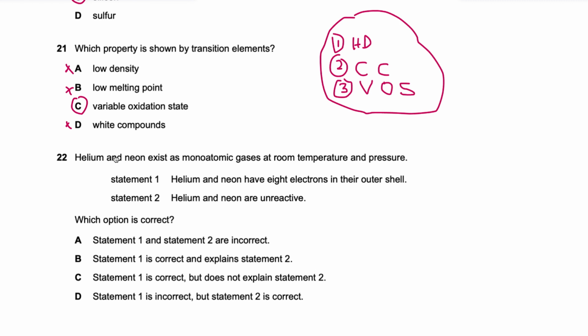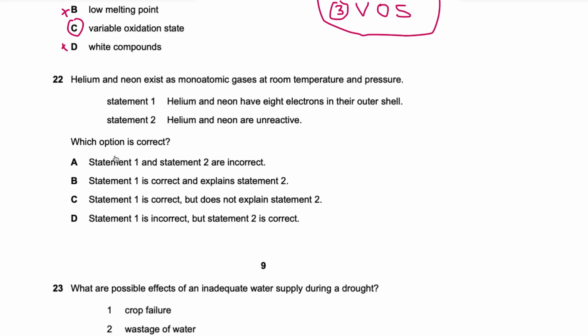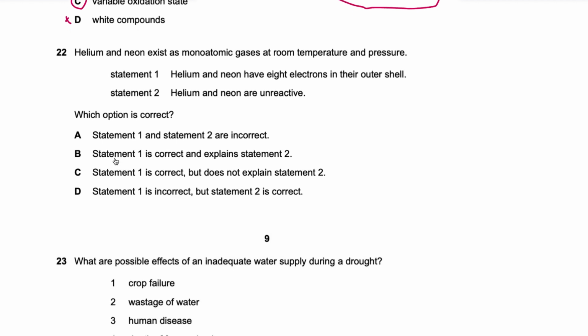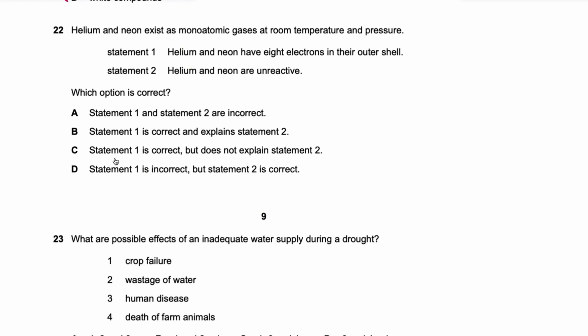So be prepared. You will always be asked this question. Don't let them fool you, because they will bring it every year in a different way. They will say it in a way that will make you fail, but it's definitely going to come about transition elements. Now, question 22. Helium and neon exist as monoatomic gases at room temperature and pressure.